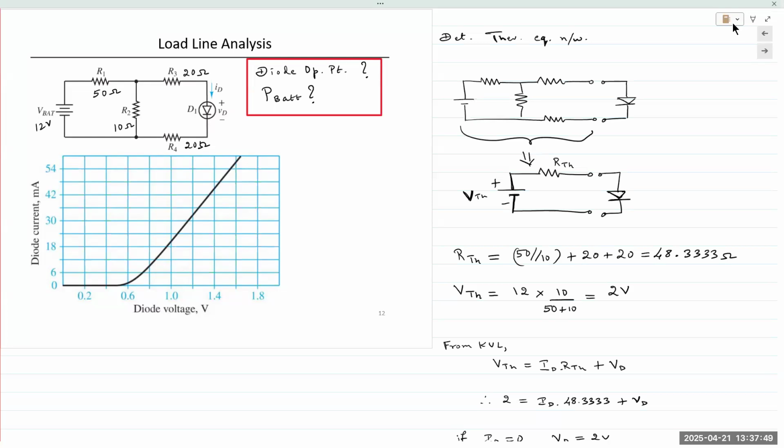All right, so the first thing we want to do is determine what the voltage is at the terminals of the diode, meaning what is the source that is being seen by the diode. In order to do that, we need to determine the Thevenin equivalent circuit as seen by the diode. So to do that, we break up the circuit right here.